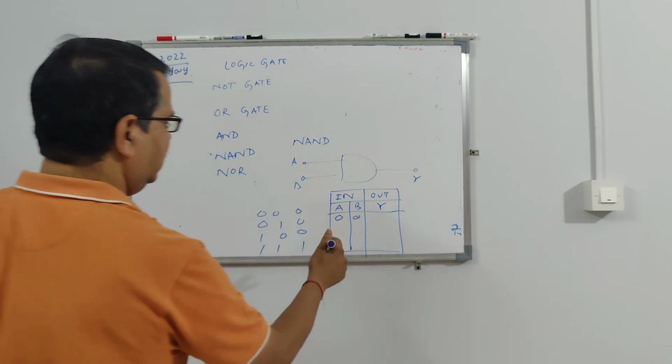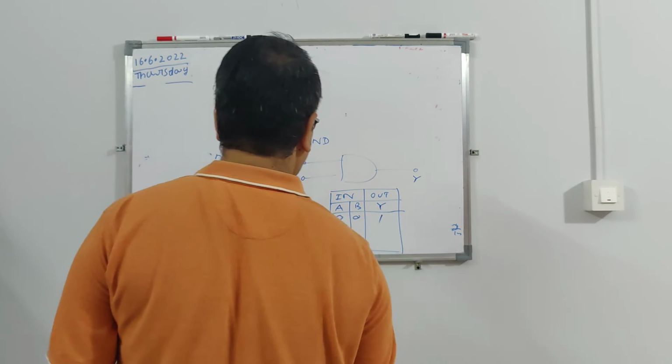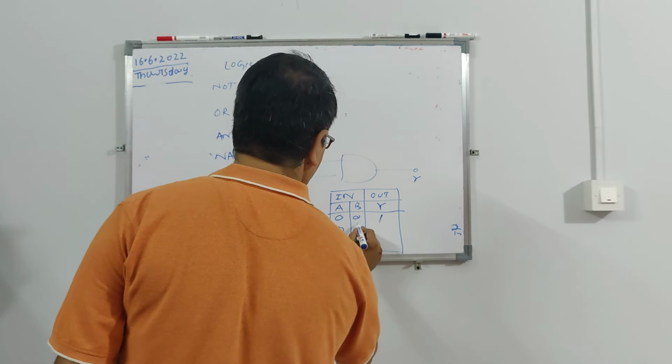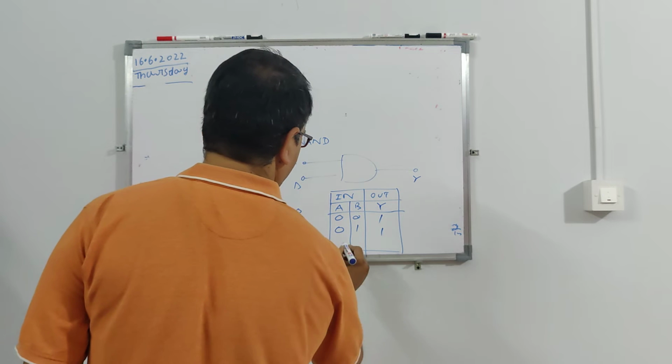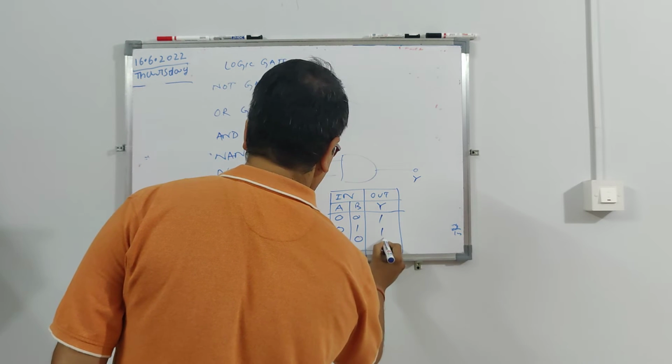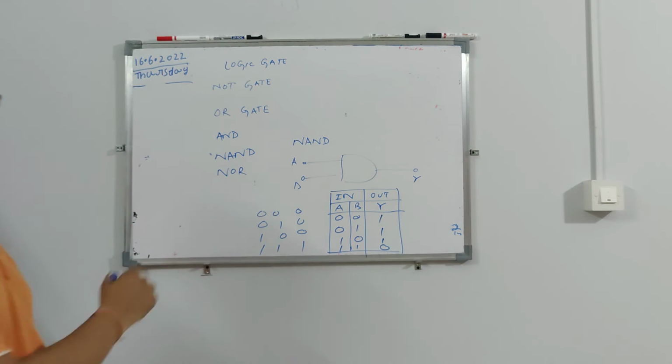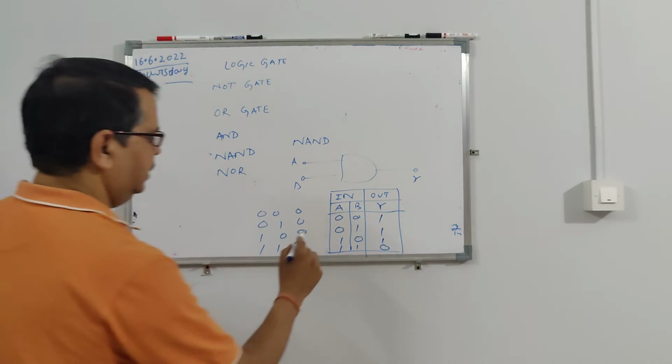Then NAND means what will happen? It will be the opposite of AND. So all will be 1, only 1, 1 will be 0. So 0, 0 is 1, 0, 1 is 1, 1, 0 is 1. Only 1, 1, which was 1, this will be 0. So this is the meaning of the NAND gate.